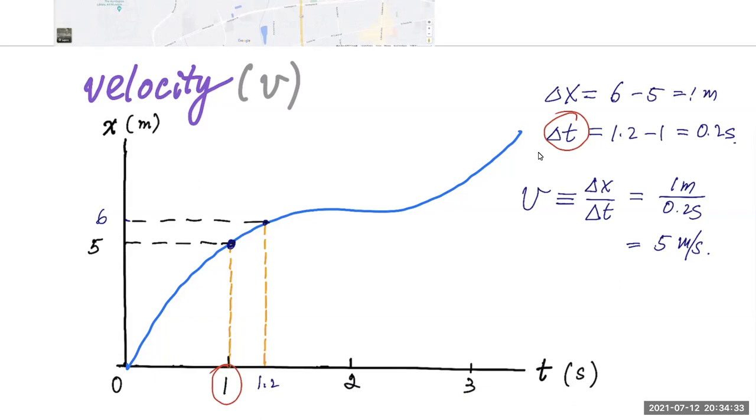And if you keep on decreasing delta t, then delta x will also decrease, but the ratio of delta x over delta t will approach a constant. That constant will approach a limit, and that limit is your velocity at precisely t equal to 1 second. So this is the average velocity, but for the instantaneous velocity at that moment, you're going to have to take the limit of delta t approaching 0.